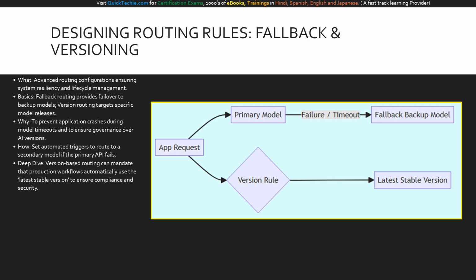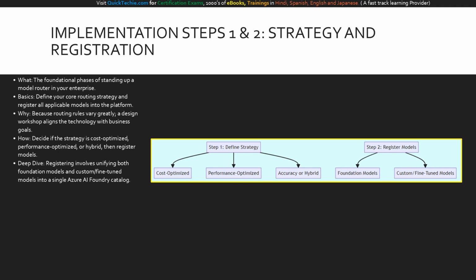Slide 6 shifts to the actual implementation process, starting with steps 1 and 2. What is the first phase of implementation? It requires defining your overarching routing strategy and registering your models in Azure AI Foundry. The basics dictate that you must choose whether your strategy will be cost-optimized, performance-optimized, accuracy-optimized, or a hybrid approach. Why do we start here?